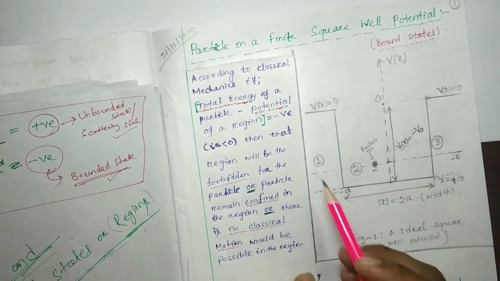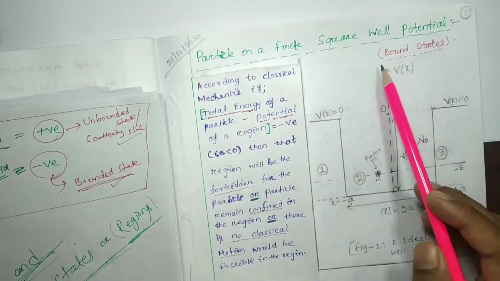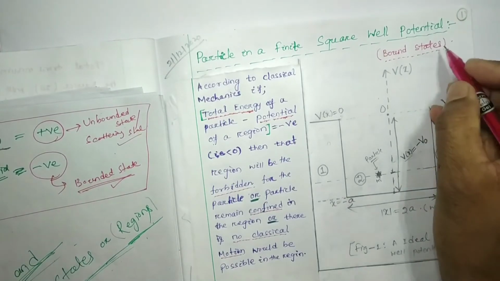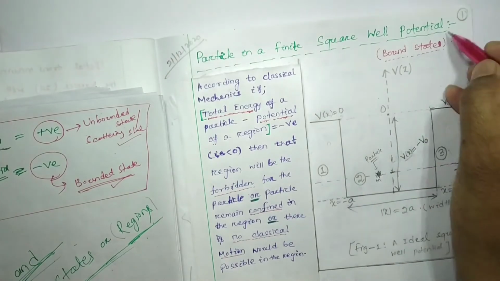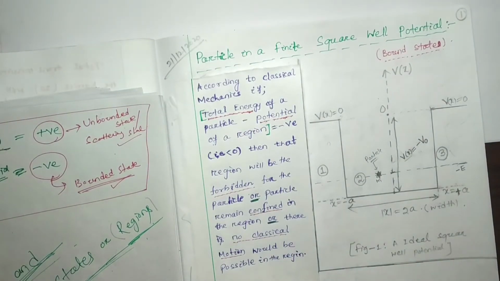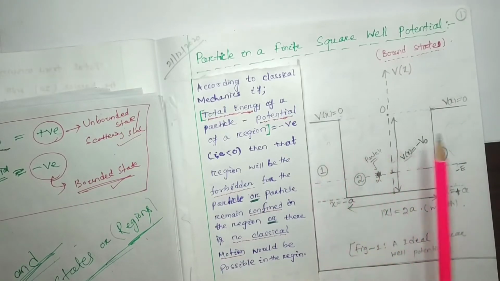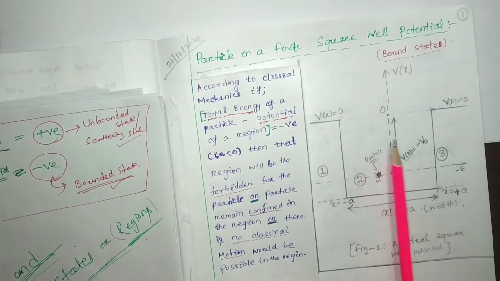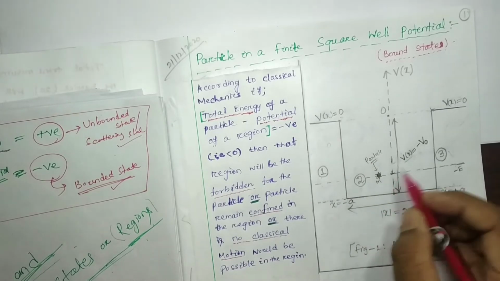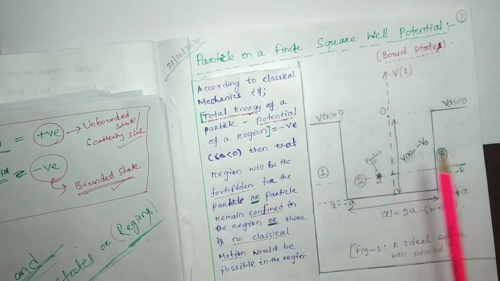Now come to the main topic of our syllabus, that is the particle in a finite square well potential, the so-called bound states. Bound states, because this has only bound states. No problem with that, because here two regions are restricted regions. Due to the two regions, this particle is in a bound state. It is only moving in this region. So you can say bound states. Bound states means here it is bounded, and this is also bounded.